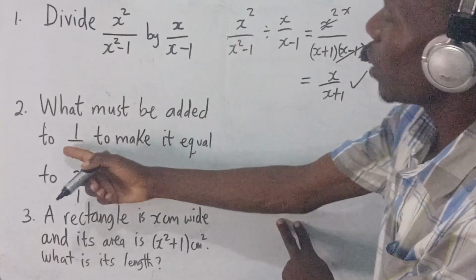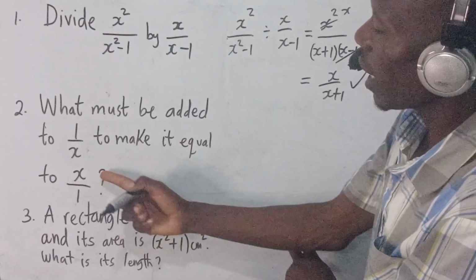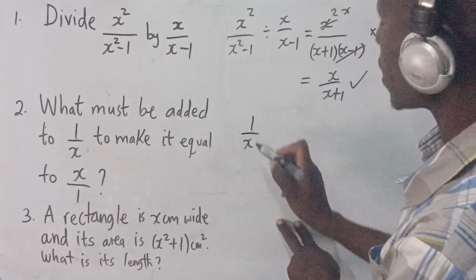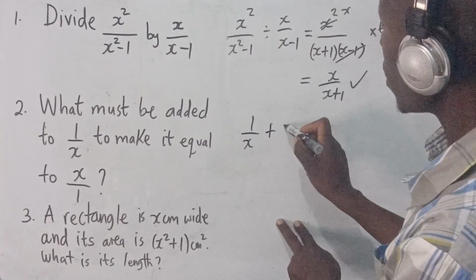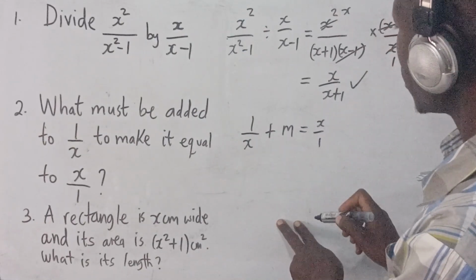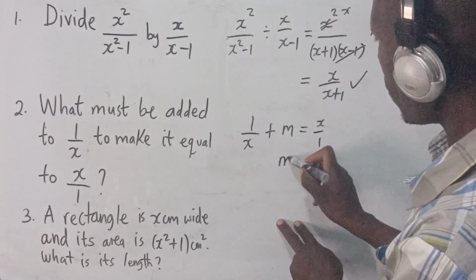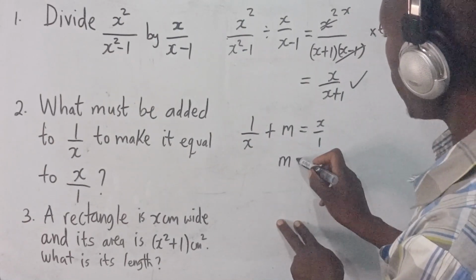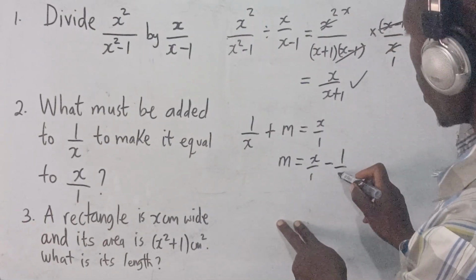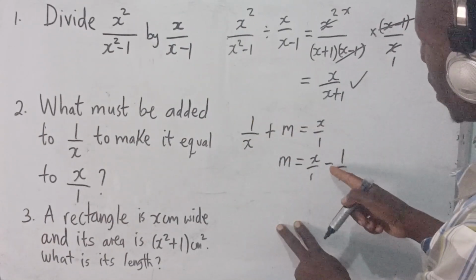What must be added to 1 over x to make it equal to x over 1? So we have 1 over x should be added to something we call m to make it x over 1. Simply, when you remain with x this side, we shall have m is equal to x over 1 minus 1 over x. When this one goes this side, it shall be negative.